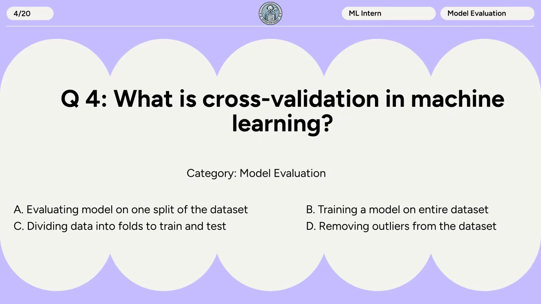Question 4. What is cross-validation in machine learning? A. Evaluating model on one split of the dataset. B. Training a model on entire dataset. C. Dividing data into folds to train and test. D. Removing outliers from the dataset.